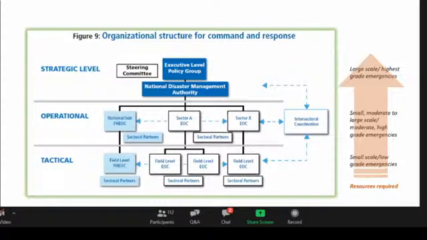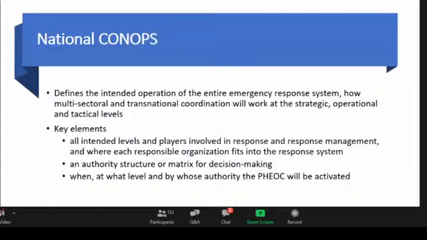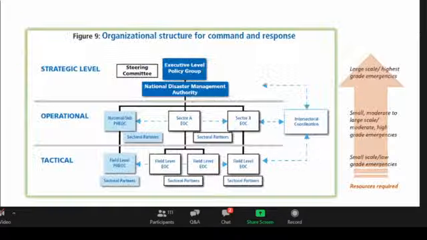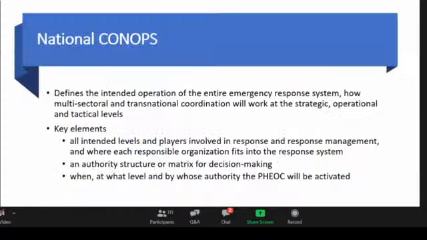Now, moments ago we showed the hierarchy of the plans, and then one plan called the disaster management plan, at the state level or the national level, the top one. After that, there is a Conops, the national Conops. So now let's talk about the Conops at the national level. What is this document about?